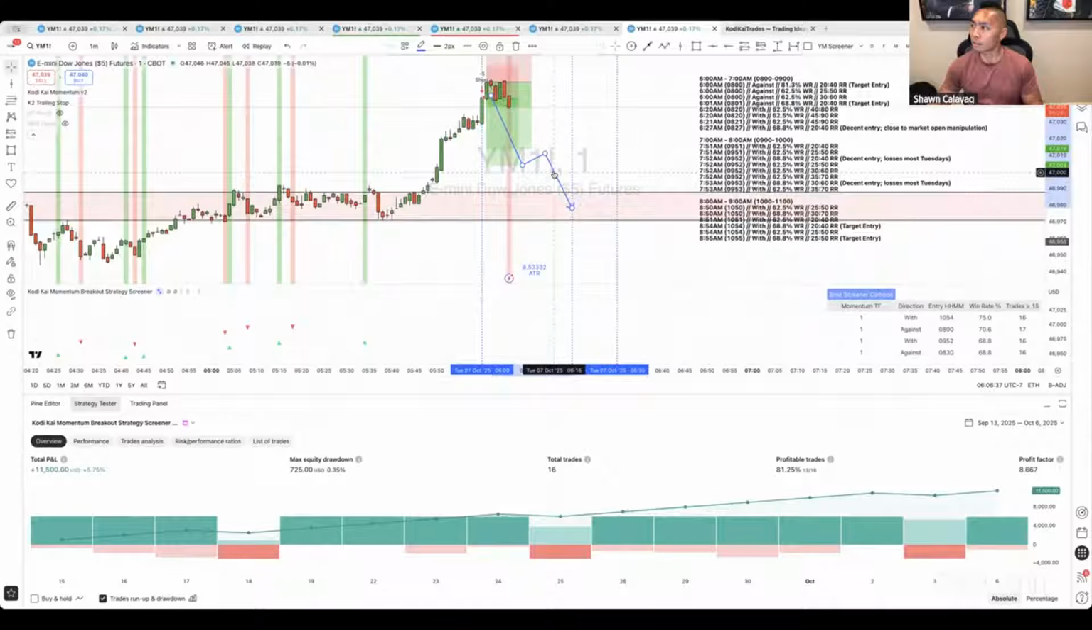So, let's see what we got. It's a pretty tight position. My stop loss was at 20, so kept the risk pretty tight, 40-20 on this one. But yeah, we do have a target right here if price is likely to come down lower.